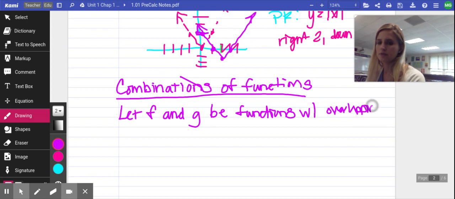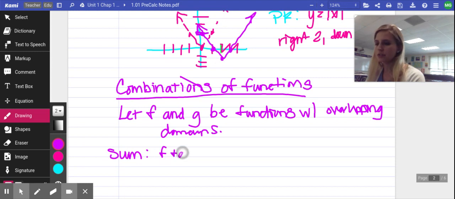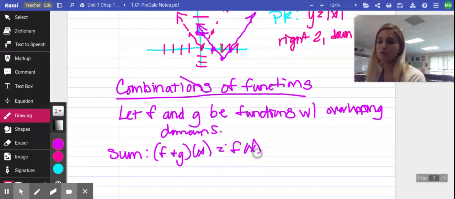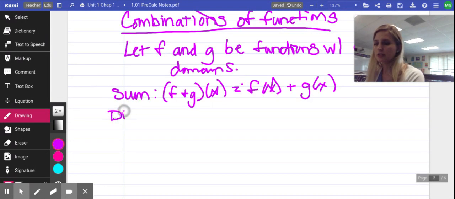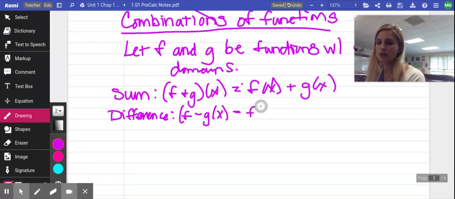Overlapping. So if you wanted to find the sum of those functions, so f plus g of x, what you would do is you would find f of x, you'd find g of x, and you'd add them together. So f of x plus g of x. Now let's talk about the difference. So if I was finding f minus g of x, I would take f of x minus g of x.